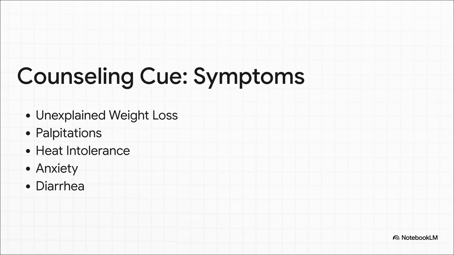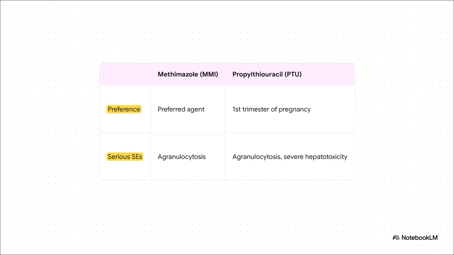Or they feel like their heart is about to pound out of their chest. Or maybe they're just constantly hot and anxious. These symptoms together paint a pretty clear picture of a system running way too fast, and they definitely need to see a doctor. So for this, we have two main tools in our toolbox: methimazole, or MMI, and propylthiouracil, or PTU.